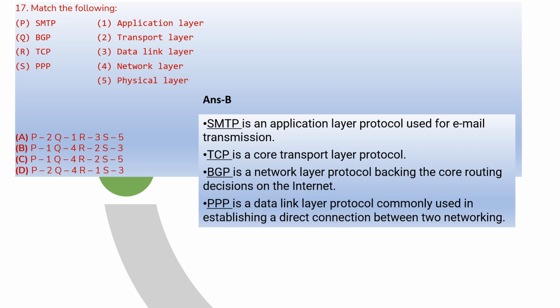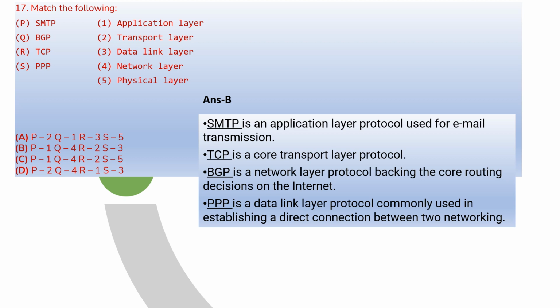So the next question is from networking. It is asking for matching, like match the options and match the combination. So P is SMTP. SMTP is an application layer protocol, and BGP is a network layer protocol used for making the core routing decisions on the network. And yes, SMTP is used for email transmission.